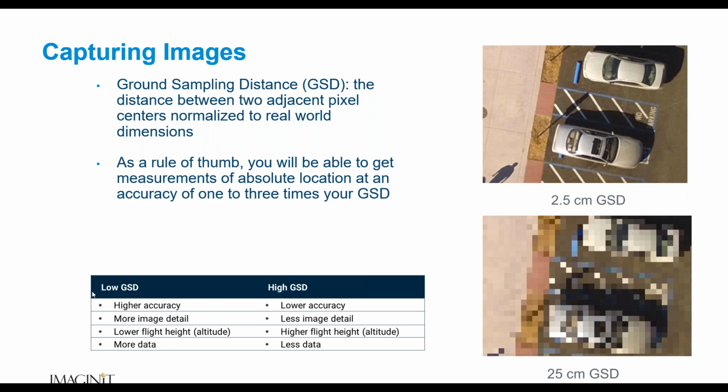So if we take a look, there are trade-offs. If we have a lower ground sampling distance, we're going to get higher accuracy. If this number here is fairly small, if the distance between pixels is 1 inch, 1/2 an inch, 1/4 of an inch, we're going to get higher accuracy and more image detail. If we're talking about drones, you'll need to fly lower. If we're talking about a handheld camera, obviously you'll need to be closer to the object.